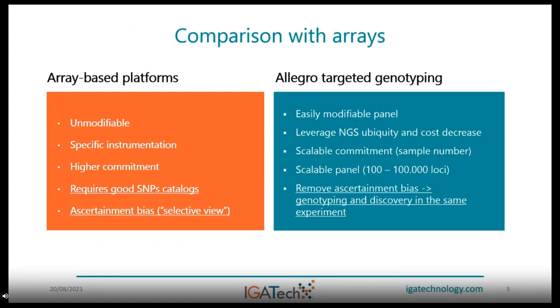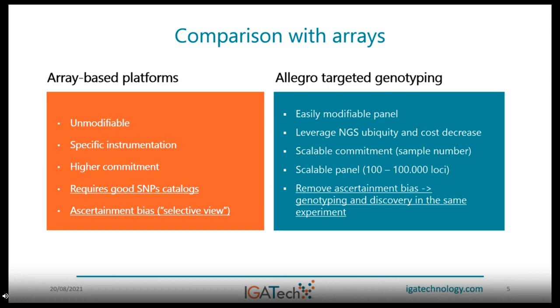There are basically two main platforms that have been seen running on the market in the last years, with the long run of array-based platforms that have been proved to be a very robust system for acquiring genotyping data, and now in the recent years, sequence-based genotyping. And in this presentation, we are going to focus on a very specific solution from TECAN, which is the Allegro targeted genotyping.